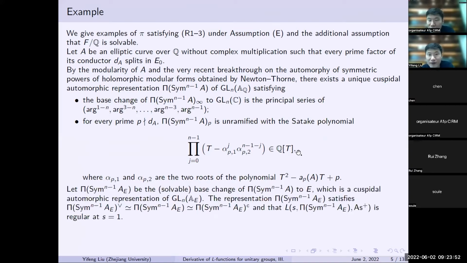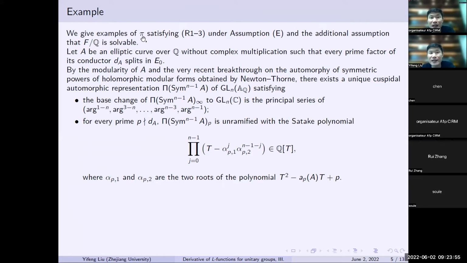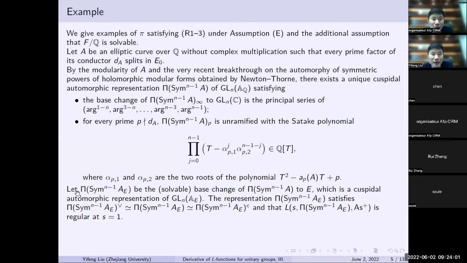And continue. So what we want, our little pi is a representation of a unitary group, not GL_n over A_Q, right? Now we let pi_{n-1} sim A_E be the solvable base change. Okay, this is why I require F over Q to be solvable. By the solvable base change of pi_{n-1} sim A to the field E, this remains a cuspidal automorphic representation, but now of GL_n over A_E.